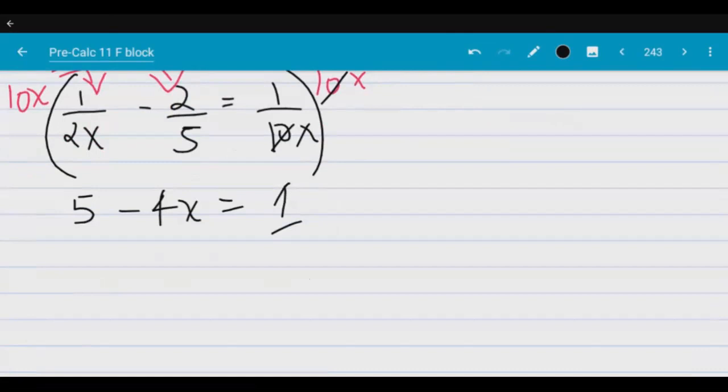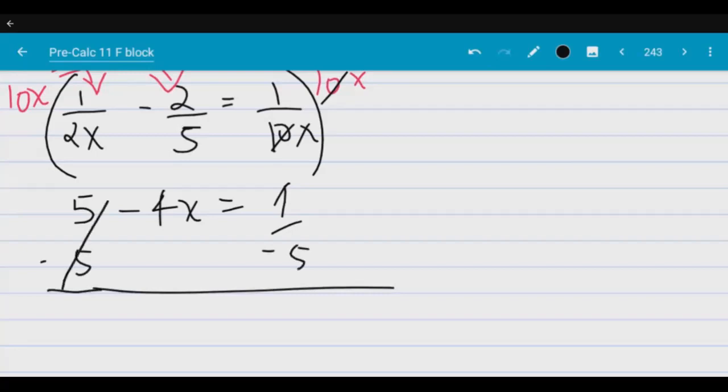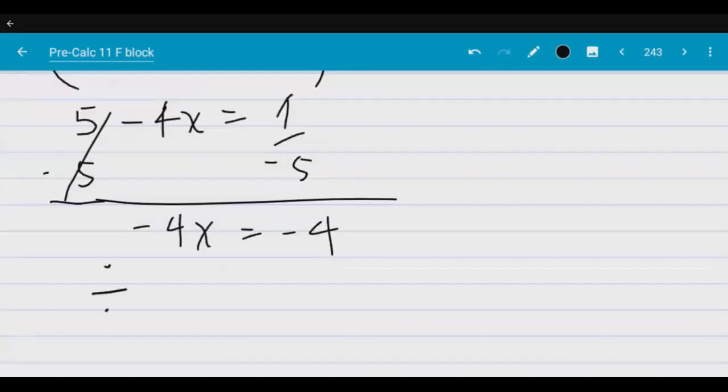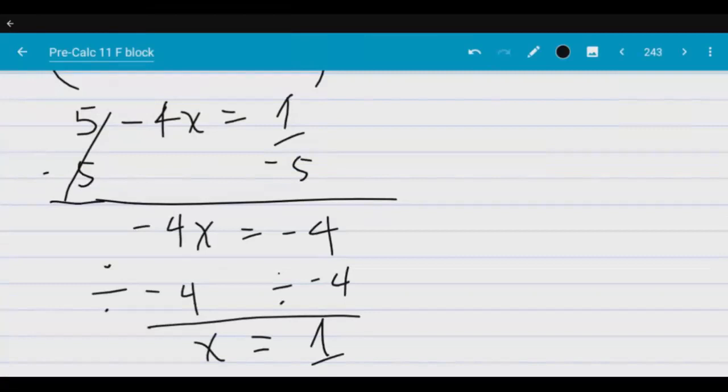So to get this negative 4x to be by itself, we need to subtract 5 from both sides, leaving you with, this cancels out, negative 4x is equal to negative 4. And obviously, to solve that, divide by negative 4. And the answer is 1. All right, x equals 1.